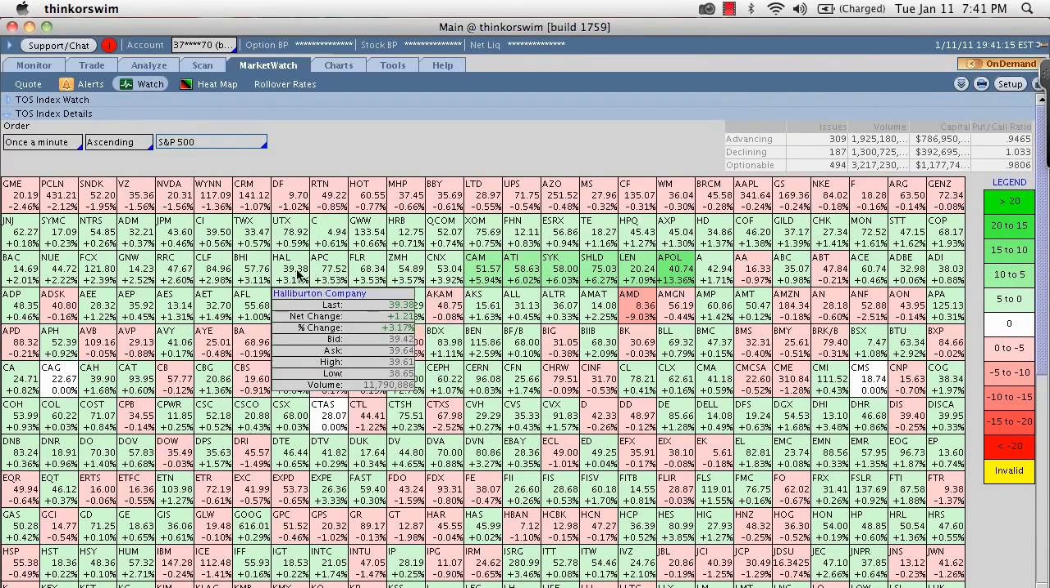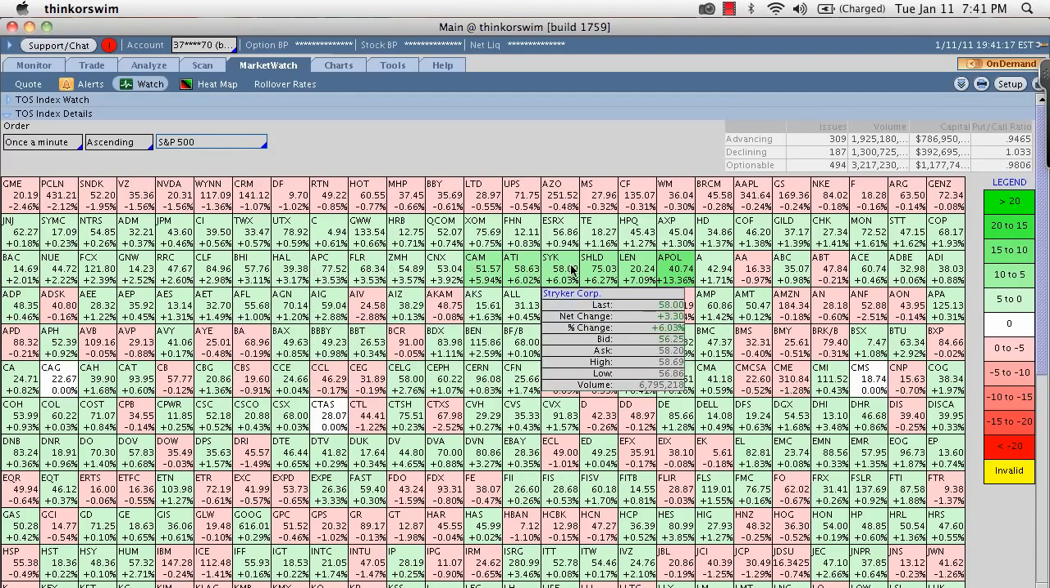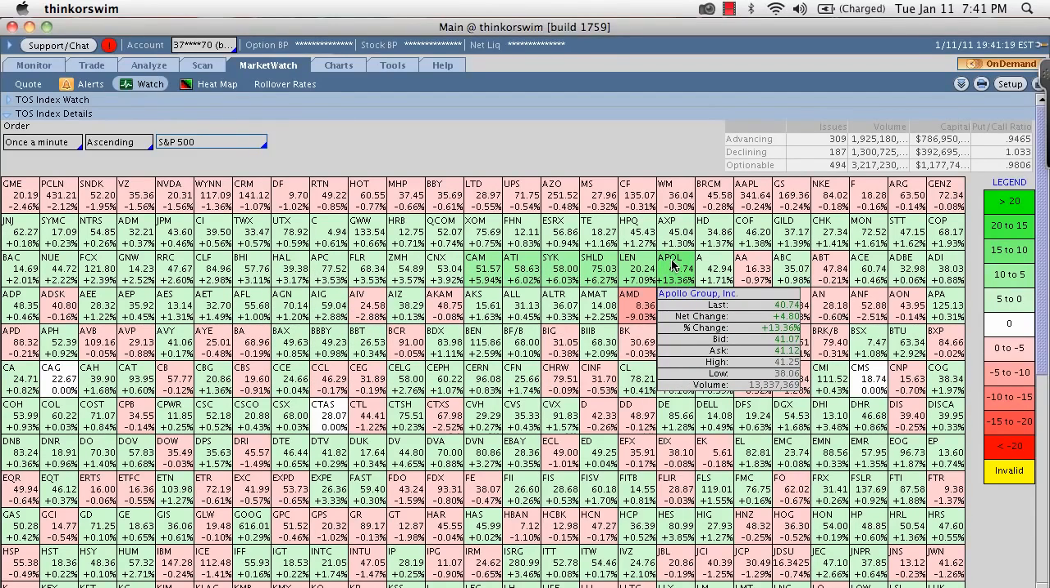I can quickly glance over every stock here and visually see which stocks are doing better or worse on the day. You can see there's a good reference key here. Stocks that are down more than 20% are bright red.